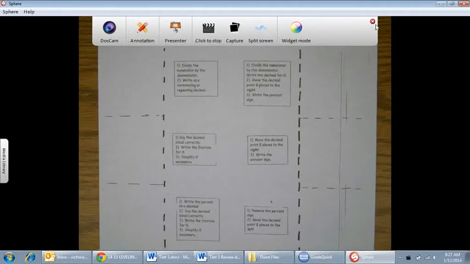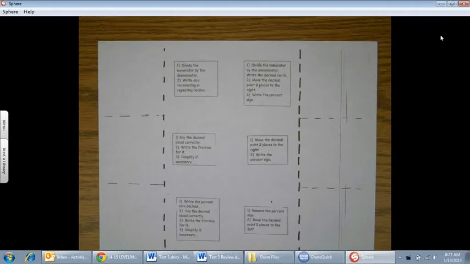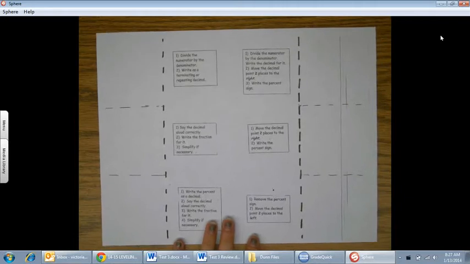Hi guys, we're going to do a foldable on fractions, decimals, and percents. So you should have a sheet of paper that looks like this in front of you. The back side is blank.